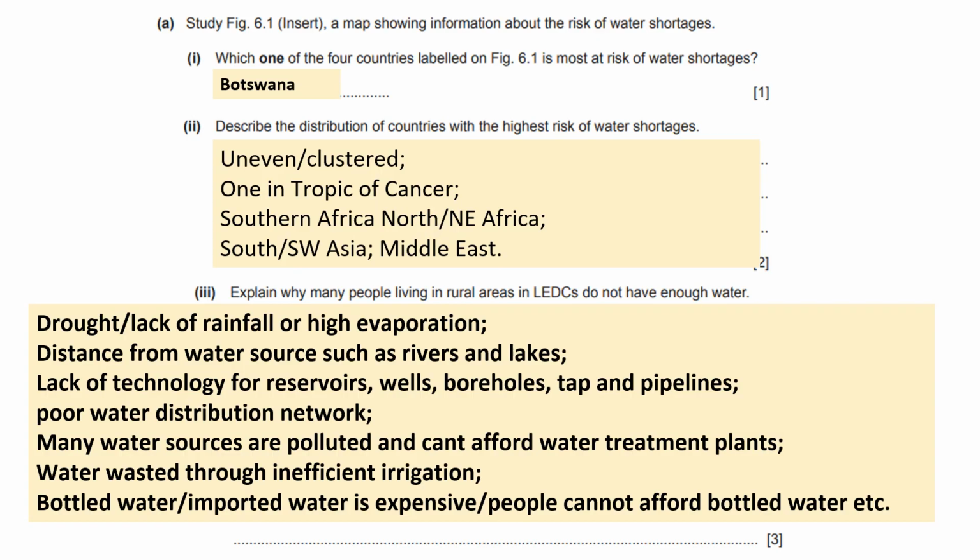Then you have poor water distribution in terms of pipelines distributed to different houses. Now, many water sources are actually polluted, so they can't afford a water treatment plant. And so water is usually wasted through inefficient irrigation methods that are used in most LEDCs. And bottled water is quite expensive for them to import into the area. So that is it. You just need 3 points for 3 marks.